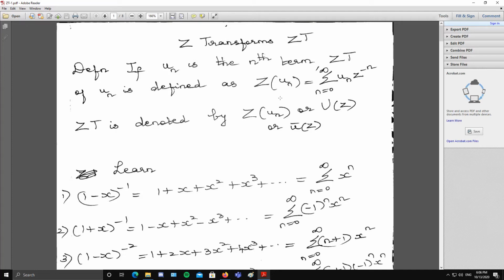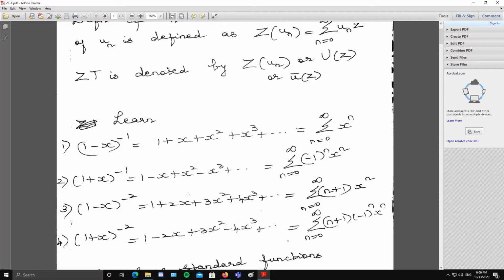We have three notations. I have told you every transform has two notations. Here you have the notation with respect to nth term Un. Another notation is with respect to the kernel Z. Here Z^(-n) is the kernel. So Z of Un or U bar of Z, in some textbooks it is written U of Z. So this is the definition of transform of Un.